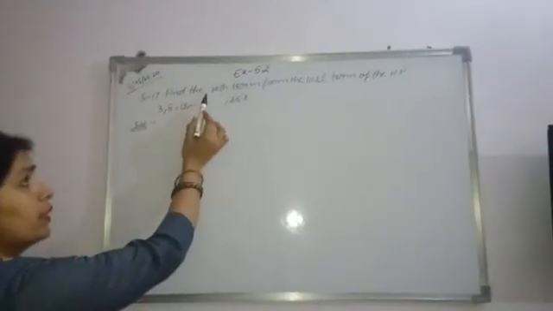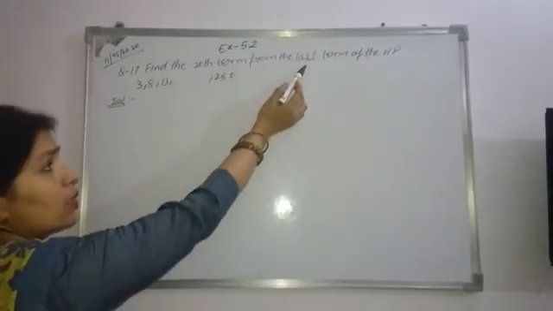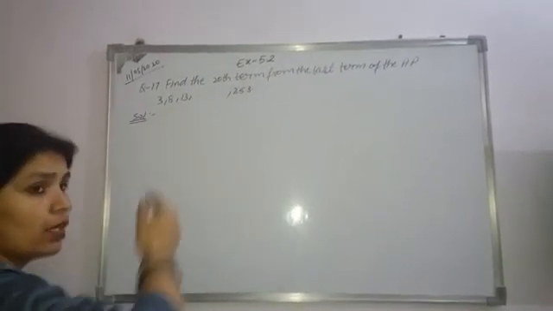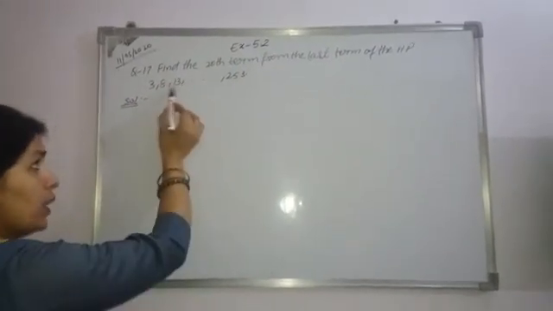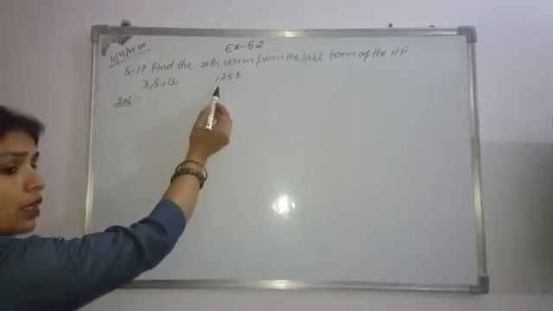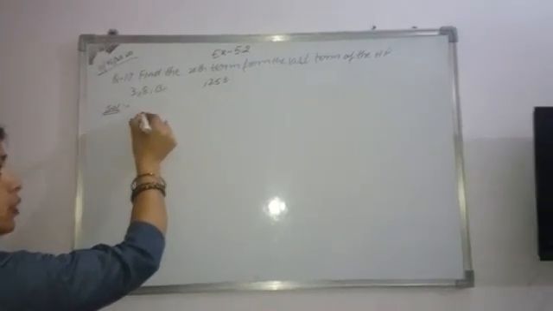Question 19. Find the 20th term from the last of the AP 3, 8, 13, up to the last term, which is 253. In this AP, we want to find out the 20th term from the last. So we know, what is our general term formula?